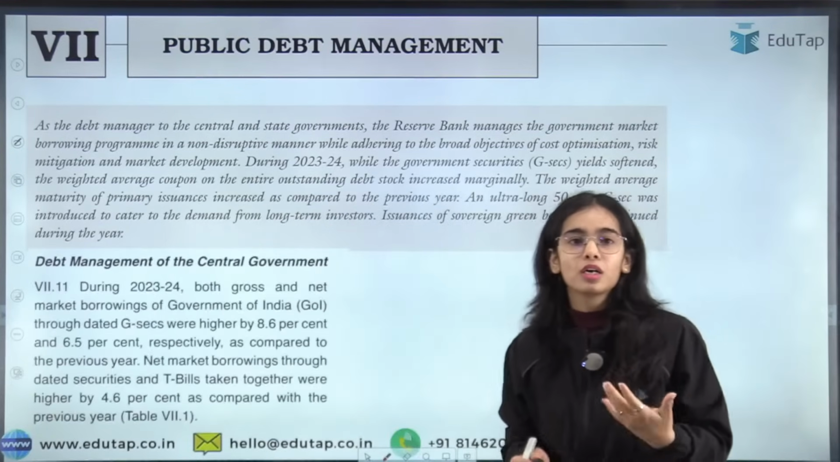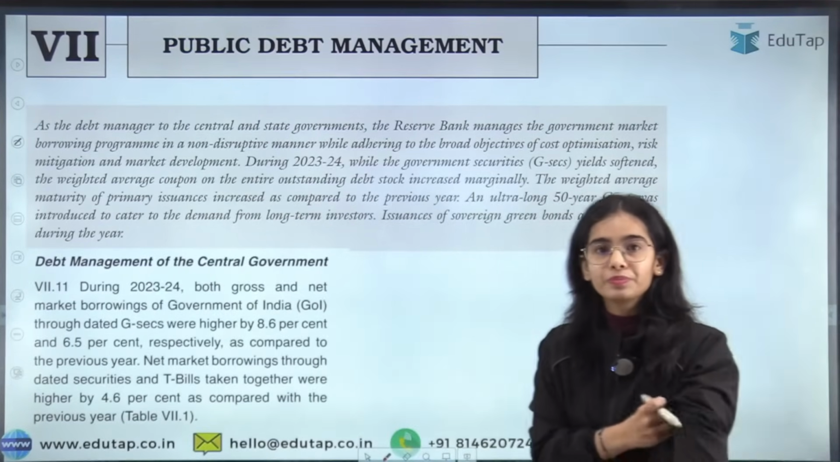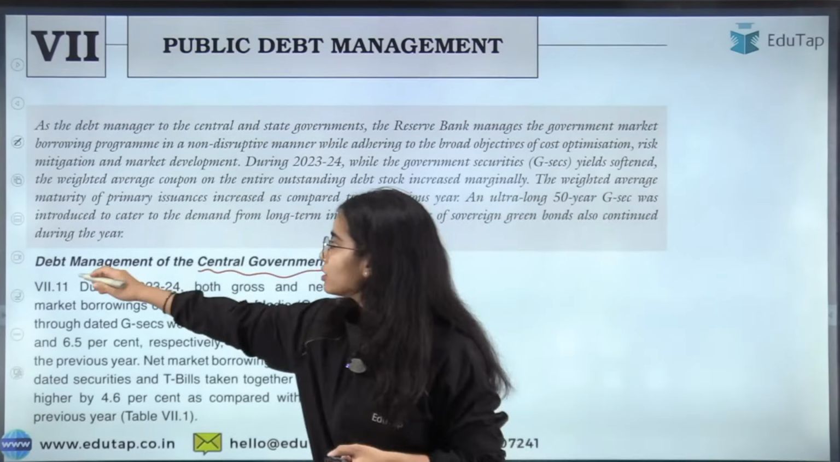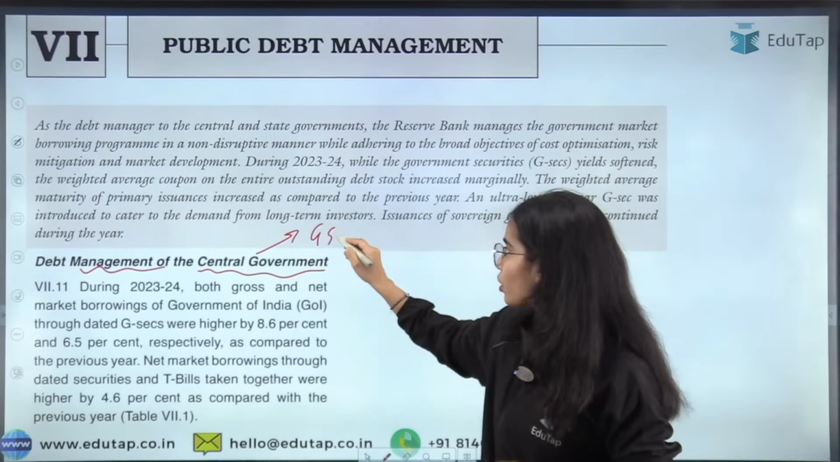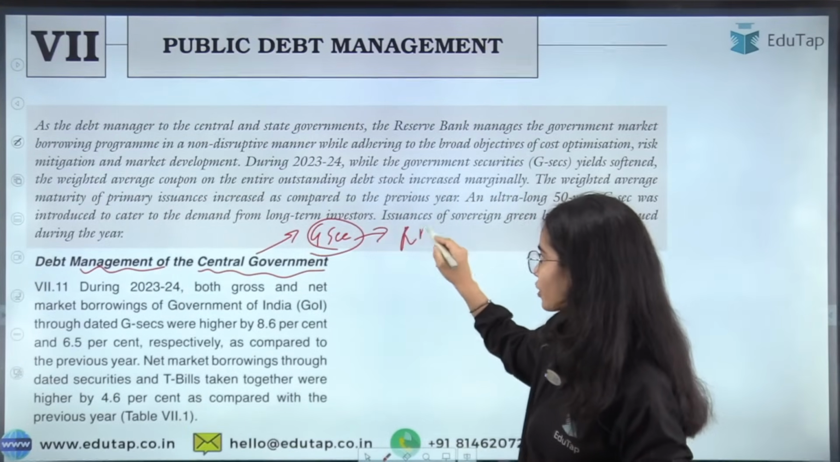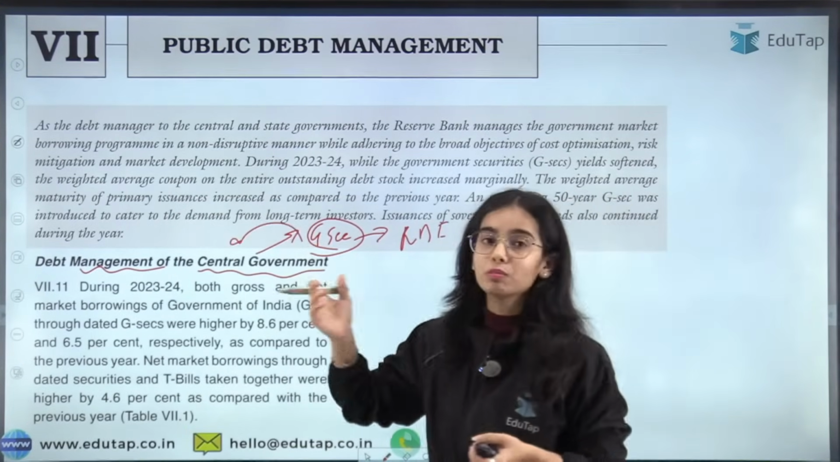Public debt management. So the central government securities are being issued by the Reserve Bank of India, so that the government can get the money, right?